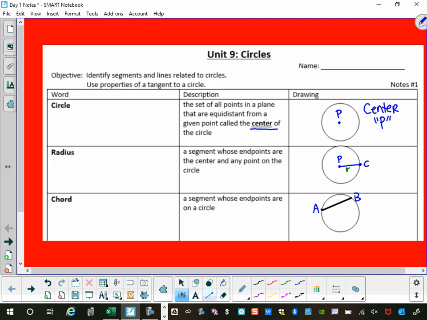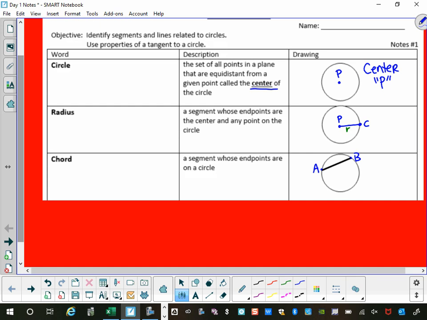Someone in my first period said that when they think about a chord, they think about taking a chunk out of the circle. It doesn't mean it's half of it, it just means a chunk. I like that because the CH of chord and the CH of chunk, different sounds, but maybe it could help.